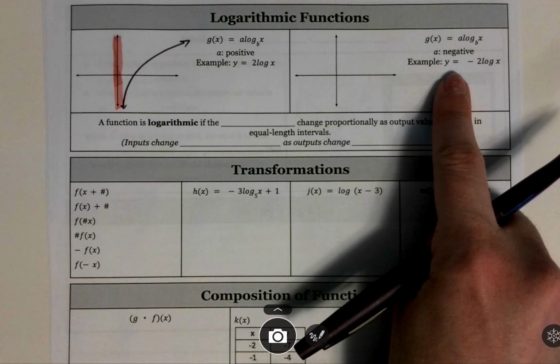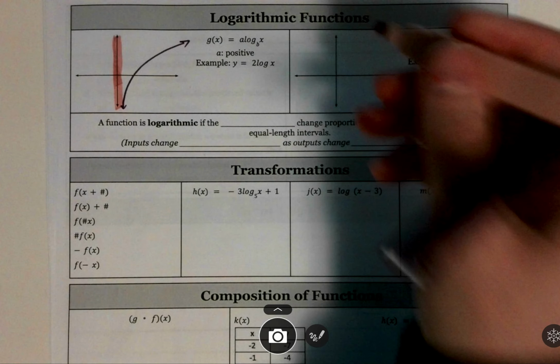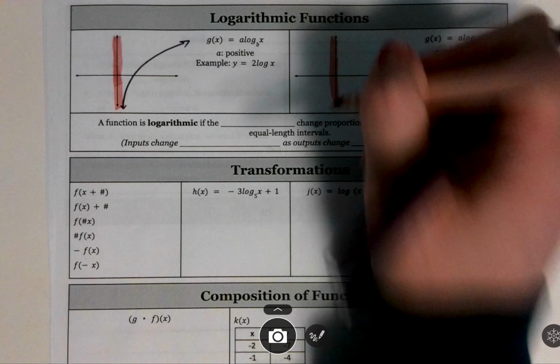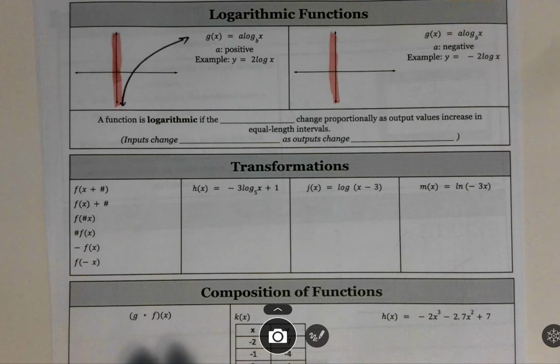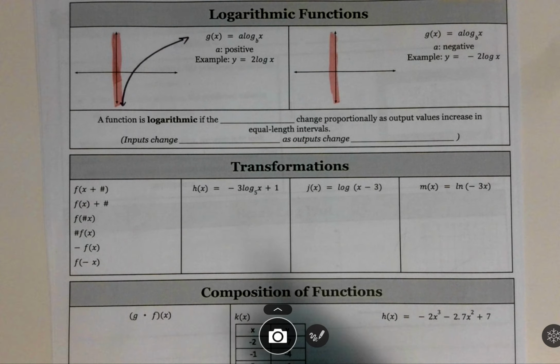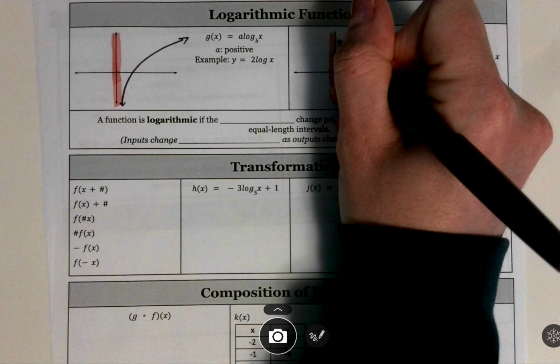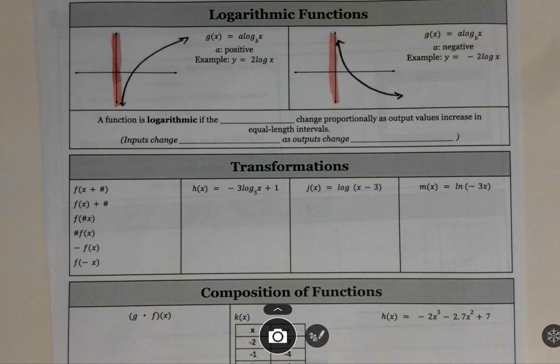If our a value is negative, we can connect it back to transformations. We still have an asymptote at x equals 0, so the y-axis, but instead of it increasing, we're reflecting it over the x-axis, and so our graph is going to be decreasing. And this would be concave up.